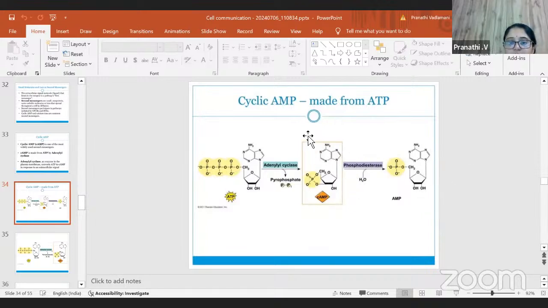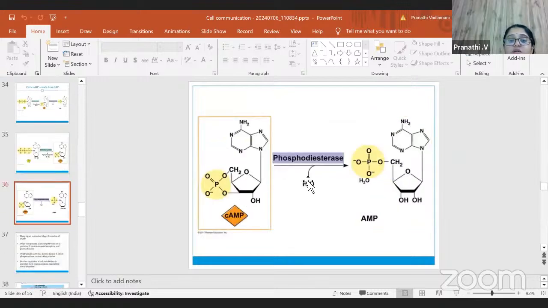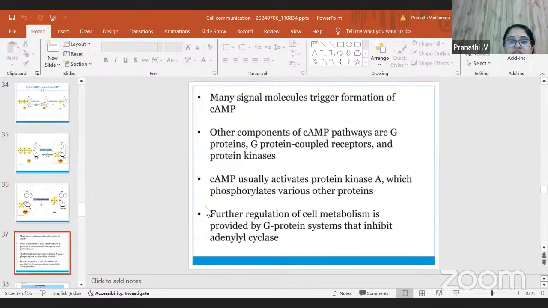But this cyclic AMP is an extremely important cell signaling molecule within the body, within each cell for that matter. Phosphodiesterase helps in cleaving this bond. Diesterase, so both ester bonds are cleaved. So you're going to get this particular signal.